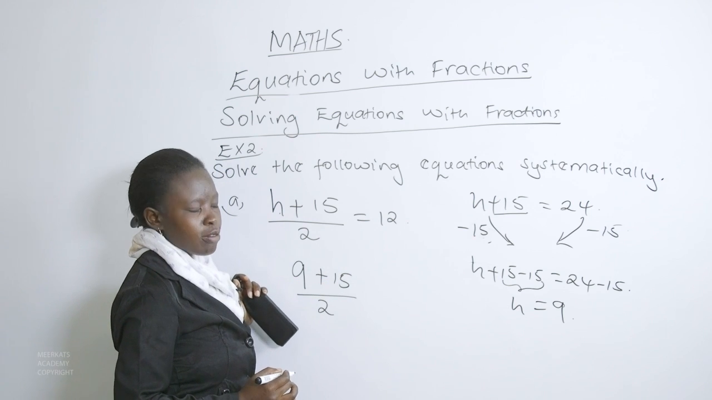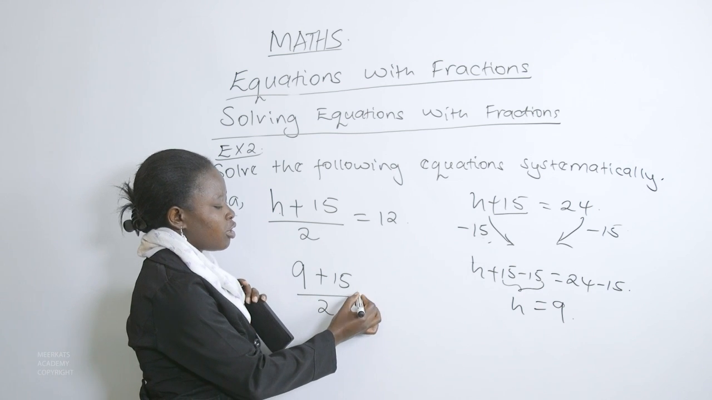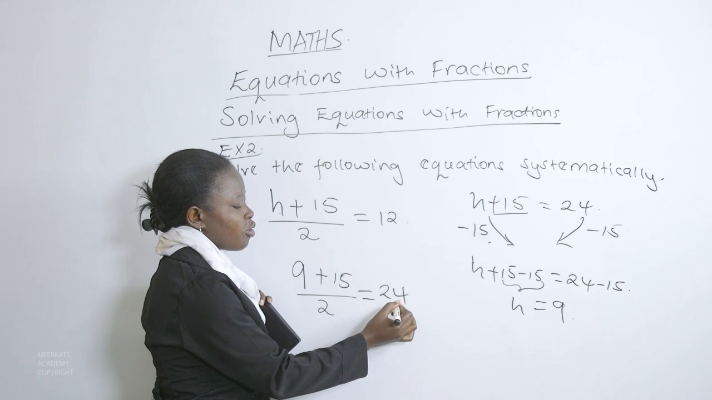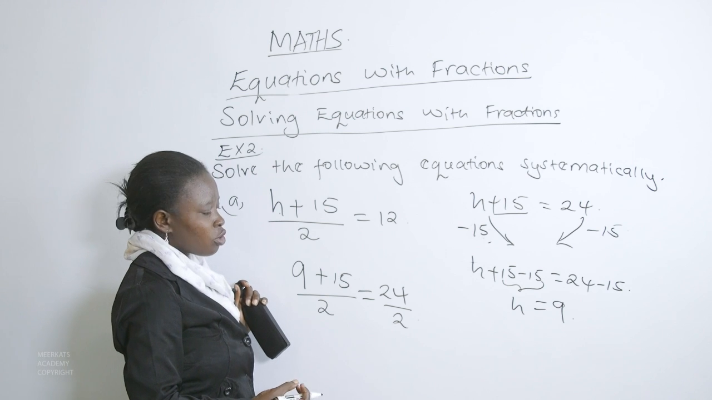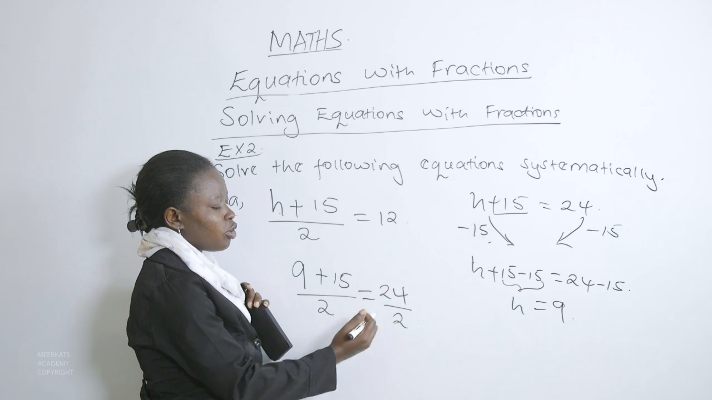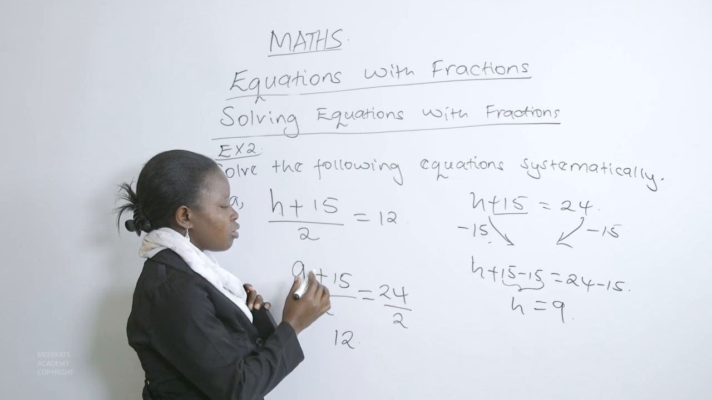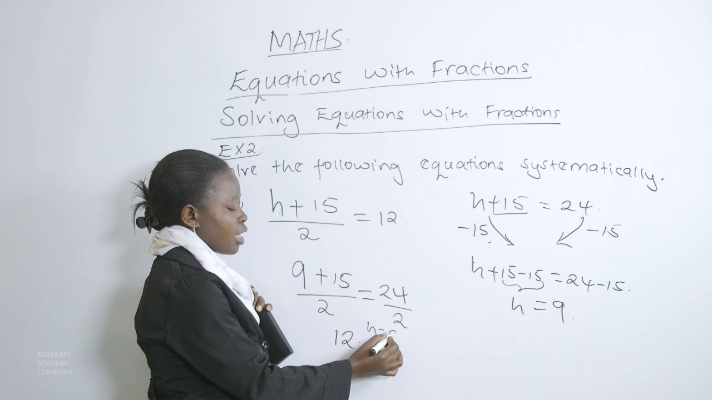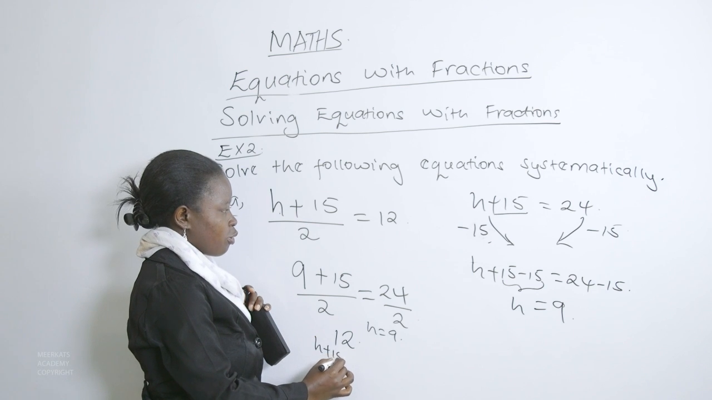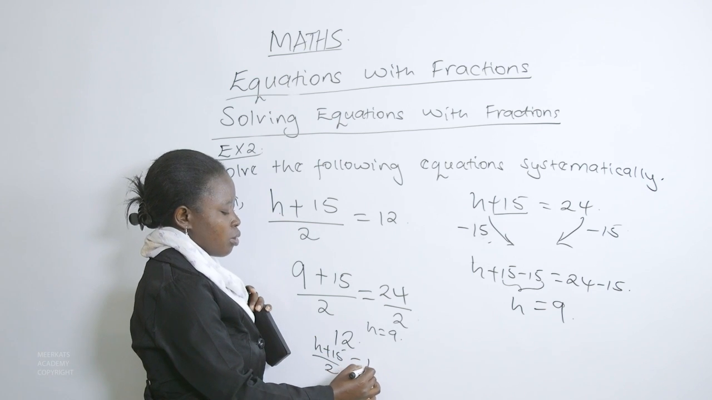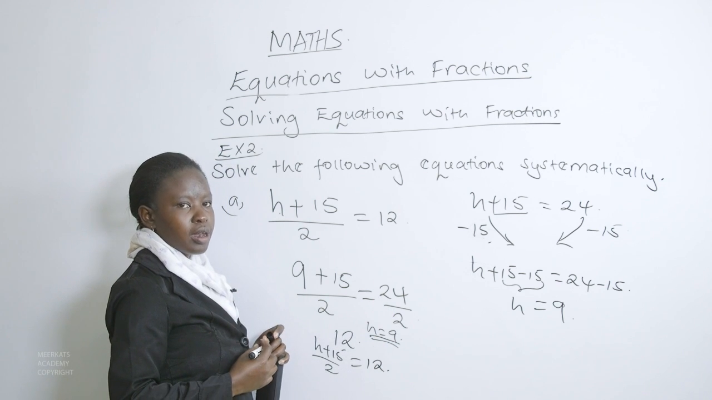So what is 9 plus 15? From our addition algorithm, we find that 9 plus 15 will give us 24 over 2. And 24 divided by 2 from division algorithm, we know that 24 divided by 2 will give us 12. So this simply means that when our value for h is 9, then it is true for this equation that h plus 15 over 2 will be equal to 12 if our value for h is 9.